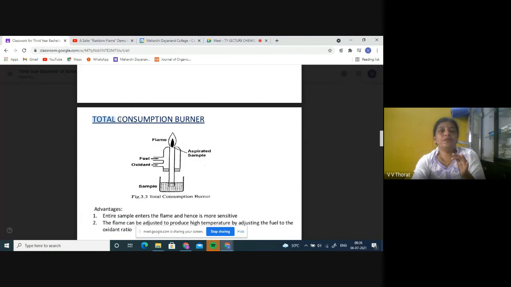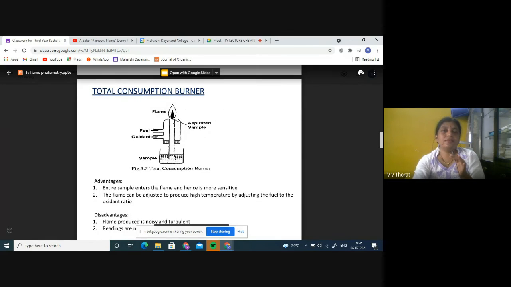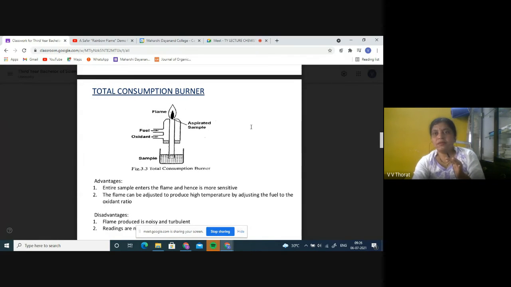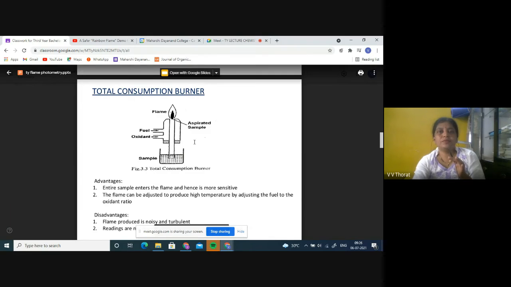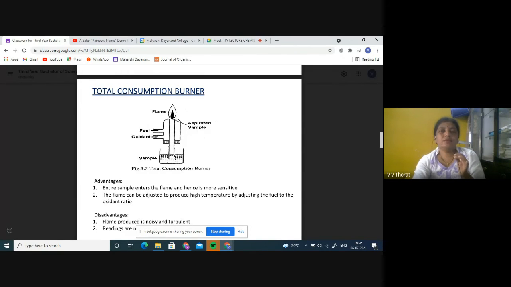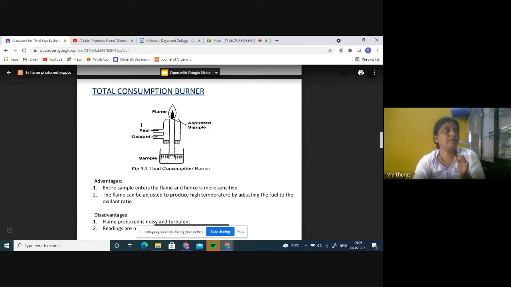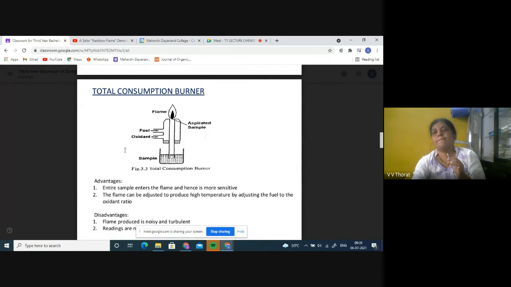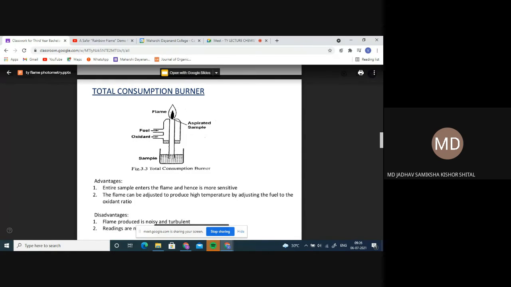The first burner uses a total consumption burner. You can see either marker. Where do I get marker? I'm not able to place. Anyway, can you see my cursor moving on the slide? Yes, Yes, ma'am. ma'am. Okay, okay.